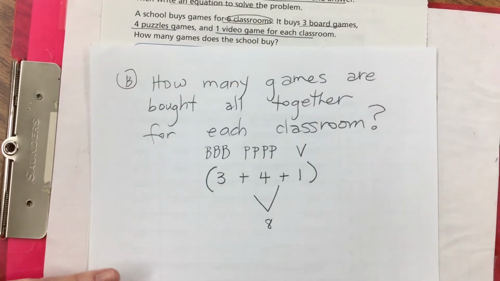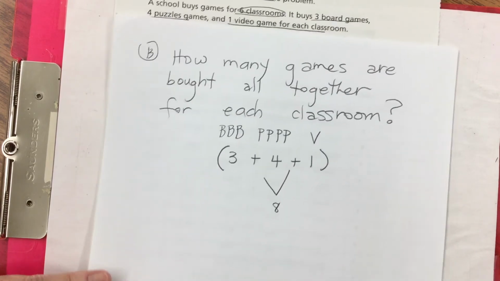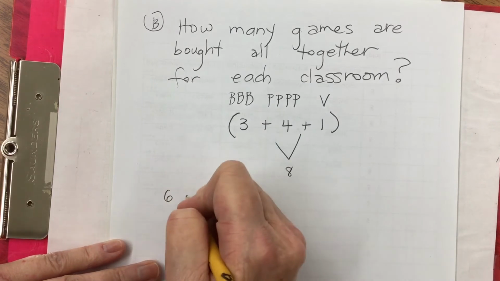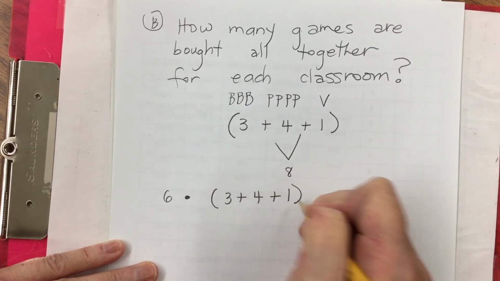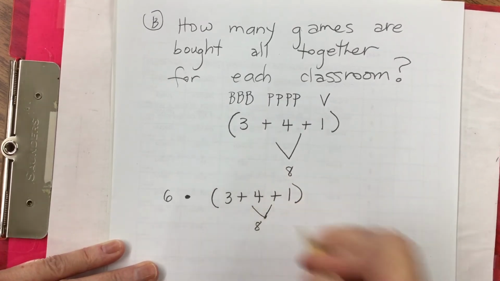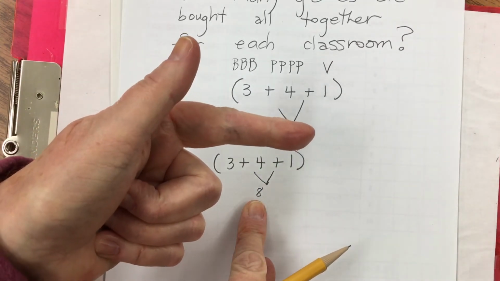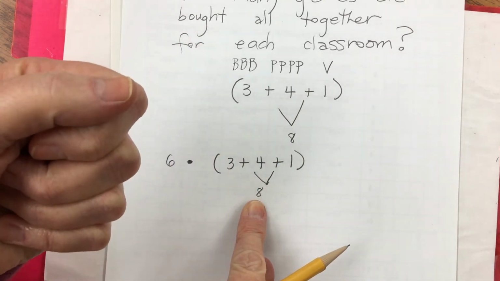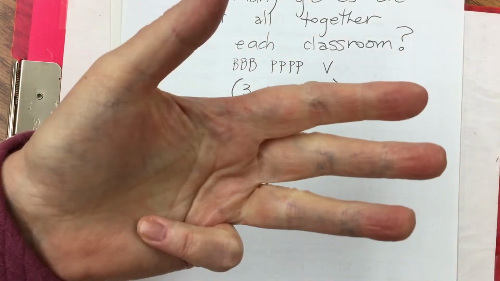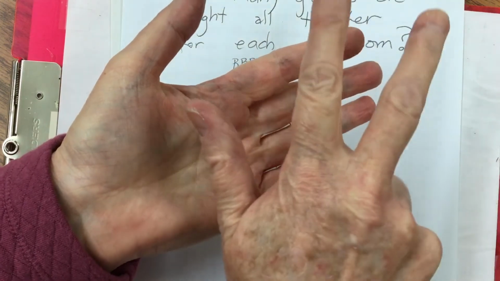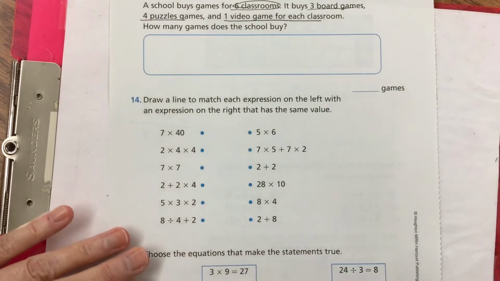It has to be written like that, and we had to solve it first, meaning it has to be in parentheses. Now we know that there's 6 classrooms. So there's going to be 6 groups of that. 6 times 8, 6, 12. I'm blanking, sorry, I'm tired. It's 5:30, guys. 6, 12, 18, 24, 30, 36, 42, 48. So I know that's going to equal 48 games bought all together.